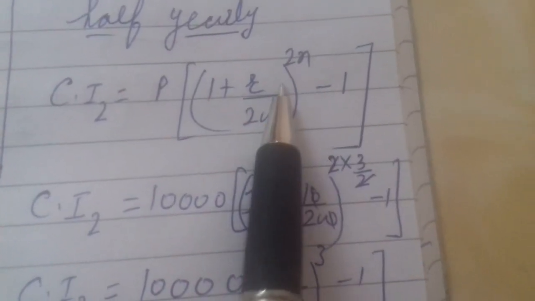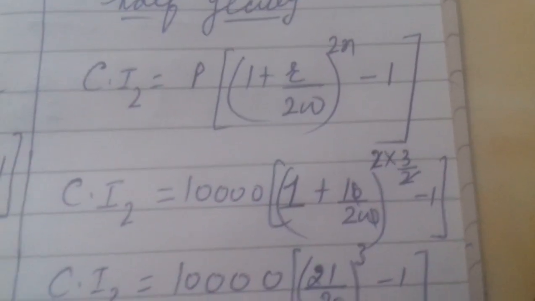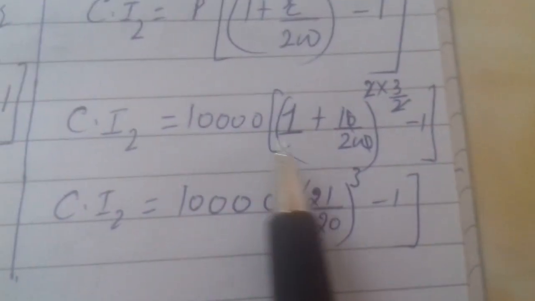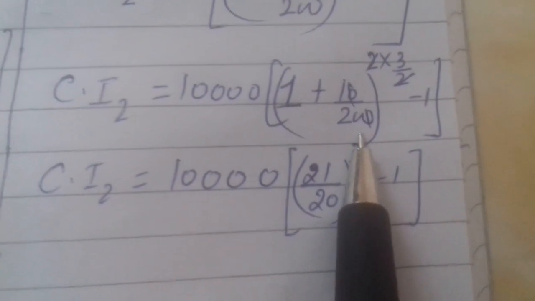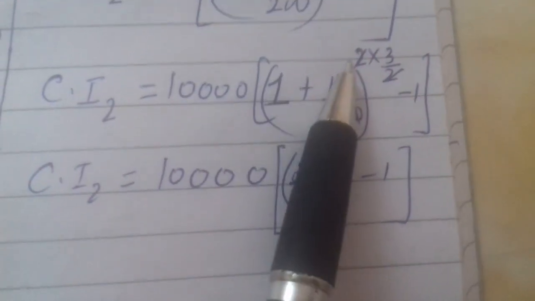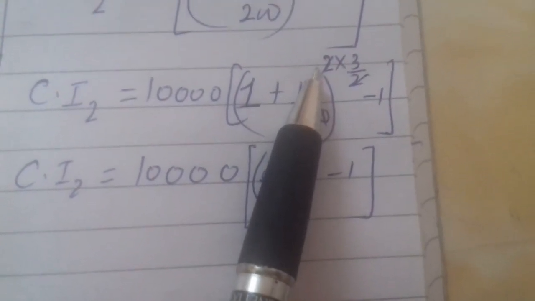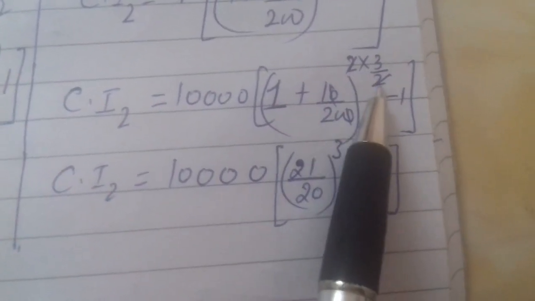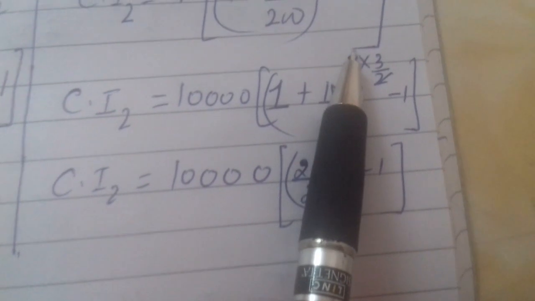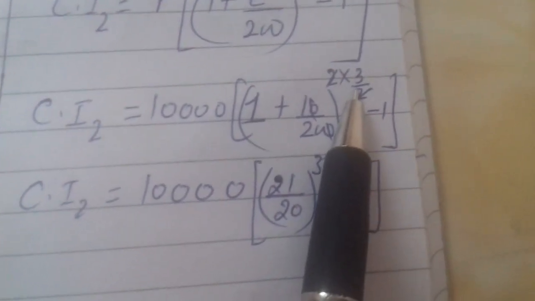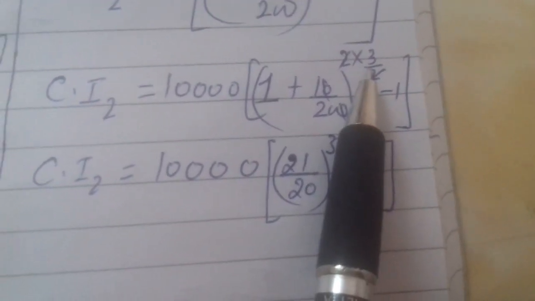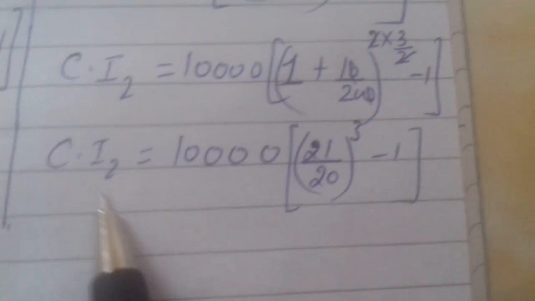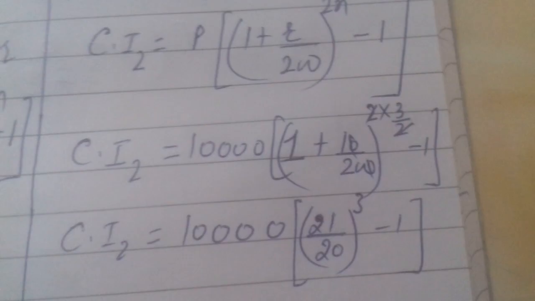Why did we write this formula? Because it is completely half yearly. We have to find out the compound interest. Principal is given children. 1 plus rate is given, 10 by 200, and time period was 1.5. When you change 1.5 into a fraction, it will be 3 by 2, and 2 and 2 will get cancelled. Then automatically you will get here 3 halves. In 1.5 years, how many halves are there? There are 3 halves. So it will be like this.